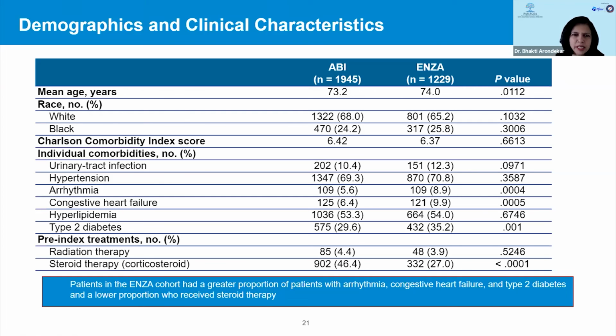There were some key differences. So the number of patients with arrhythmia, congestive heart failure, and type 2 diabetes were higher in the enzalutamide group compared to abiraterone. But these differences were controlled for when we looked at the end result. And then in terms of steroid use, you saw a larger proportion of patients on abiraterone taking steroids. This is again very clinically justifiable because these patients are recommended concomitant therapy with steroids when they are prescribed abiraterone.